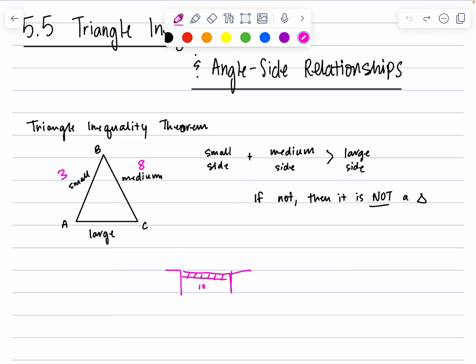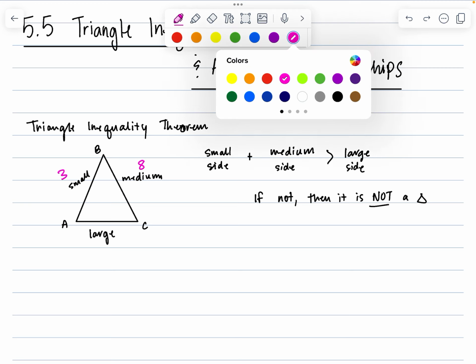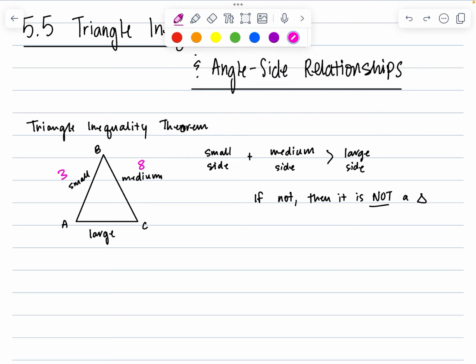Okay? All right. So that is the triangle inequality theorem in order for a triangle to exist. If it doesn't fit this criteria, then it is not a triangle. So we know for sure that this large side has to be less than 11. Let's do some really quick examples. Is it a triangle?